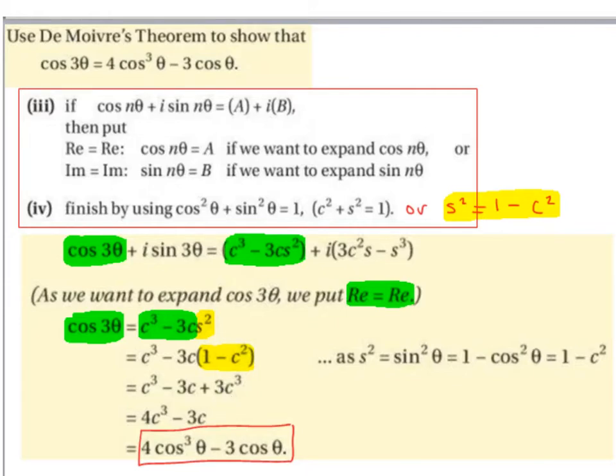And then we can simplify. 1c cubed plus 3c cubed is 4c cubed. We still have the minus 3c. And we've simplified now as much as we can, so we break it back open. So 4c cubed is really 4 cos cubed theta, and minus 3c is really minus 3 cos theta. So this is our final answer, and that is what we were asked to show up here.